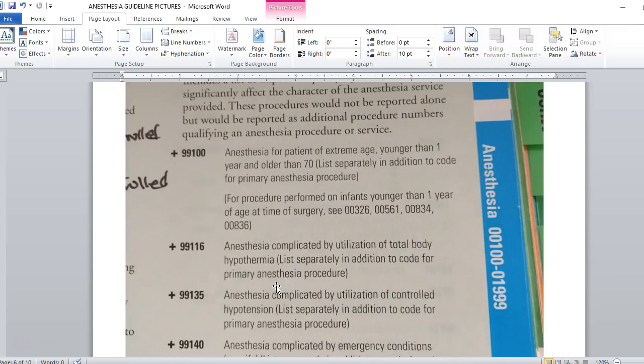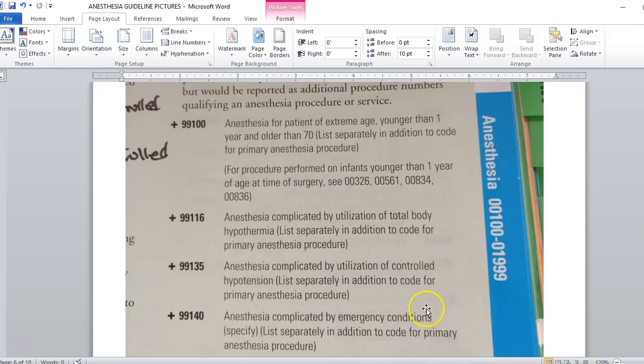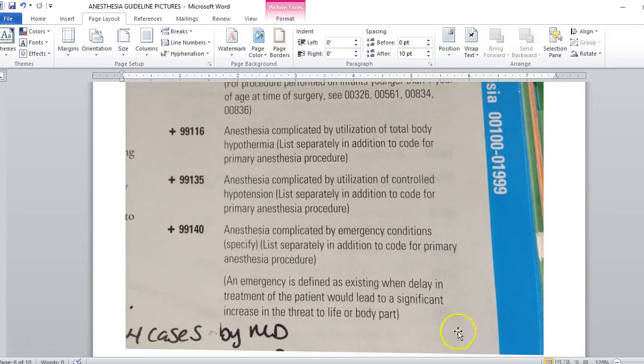99116 is the utilization of total body hypothermia, cooling the body down. We do this usually to help tissue survive, especially after things like heart attacks in younger patients. Then controlled hypotension, which we use a lot when we're dealing with our cardiopulmonary system. We want to thin out the blood so that we can continue doing the surgery safely. And then 99140, complicated by emergency conditions.